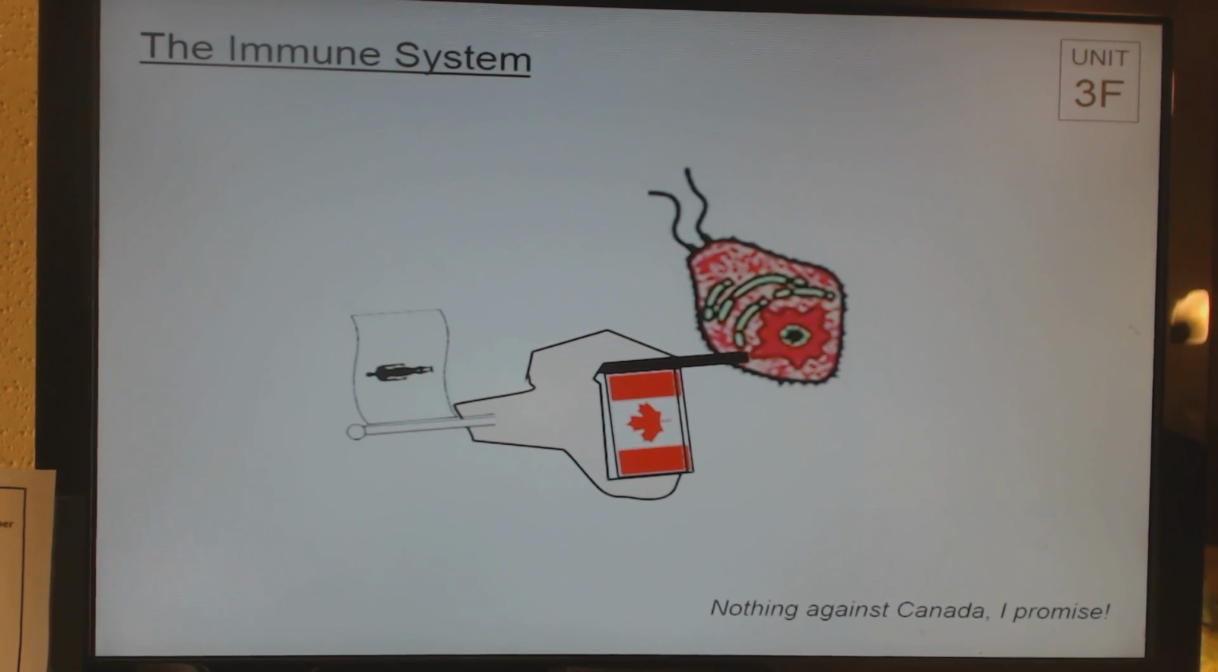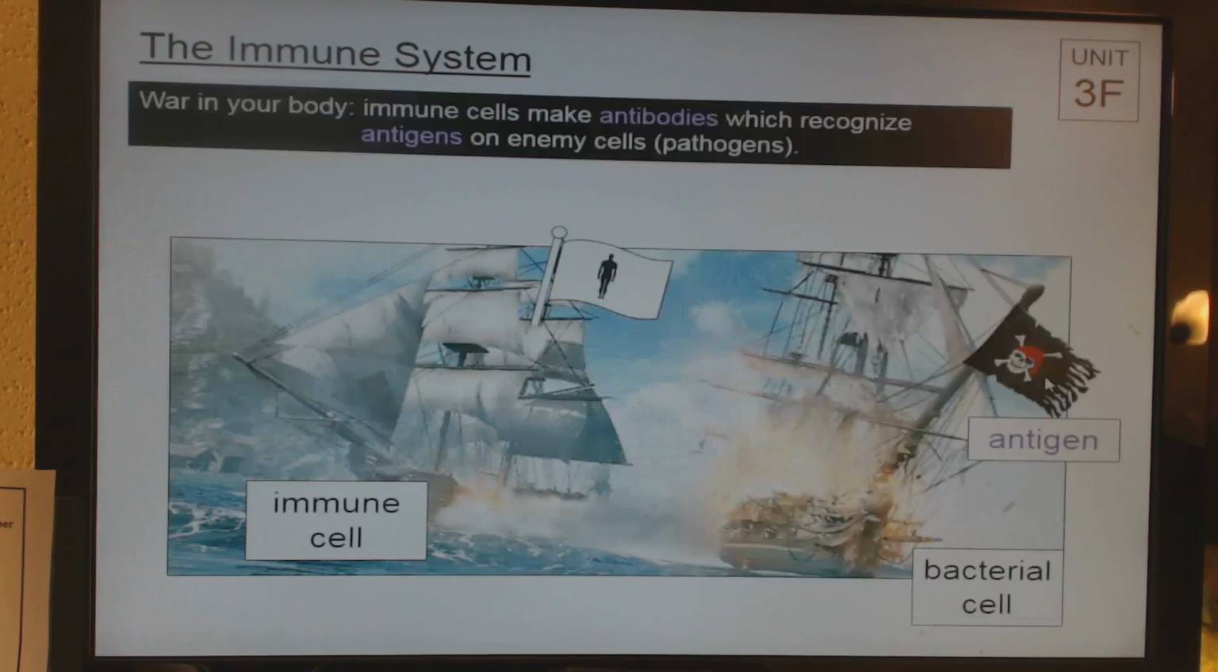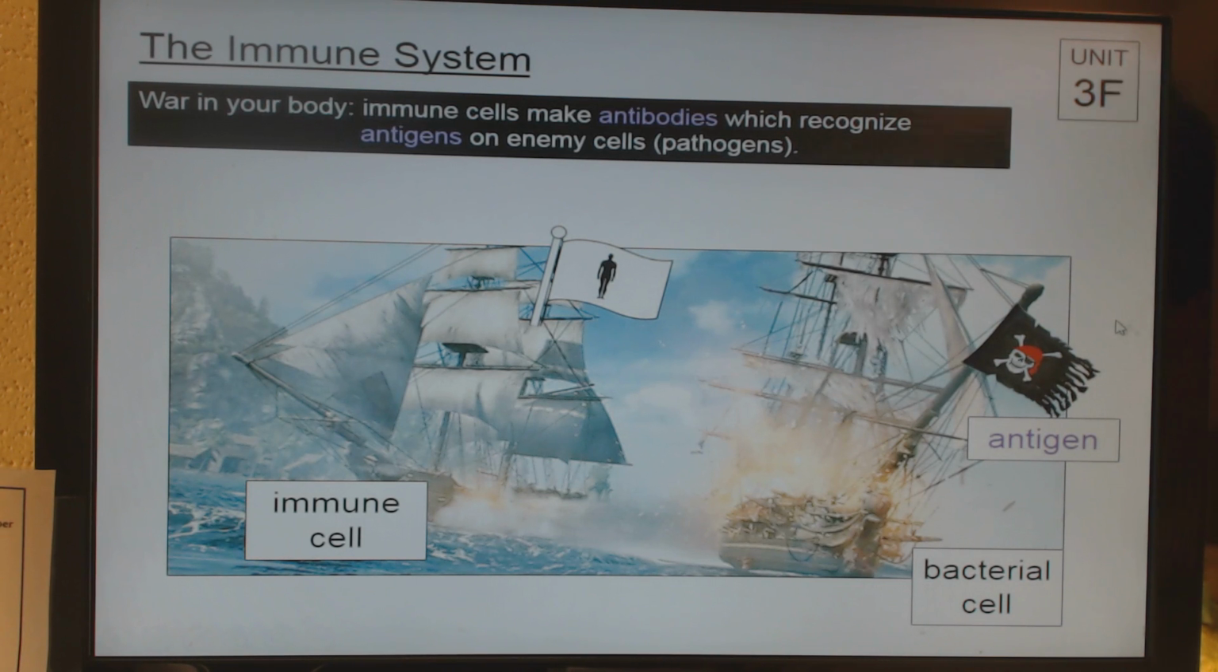The reason why I used that TIE fighter was because we're talking about war here. War between foreign pathogens trying to invade your body and immune cells trying to destroy those pathogens. And everyone has their own flags, and it's very important to recognize these flags in order to know who to destroy. So the flags themselves are called antigens.